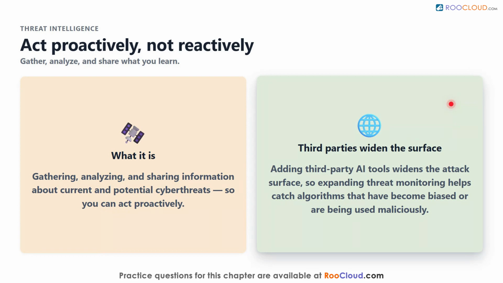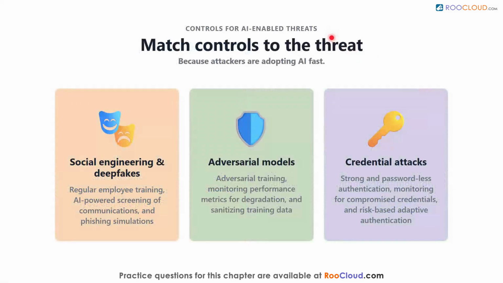Because attackers are adopting AI fast, specific controls help against AI-enabled threats. For social engineering and deepfakes, use regular employee training, AI-powered screening of communications, and phishing simulations. For adversarial models, use adversarial training, monitor performance metrics for degradation, and sanitize training data. And for credential attacks, use strong and passwordless authentication, monitor for compromised credentials, and apply risk-based adaptive authentication.